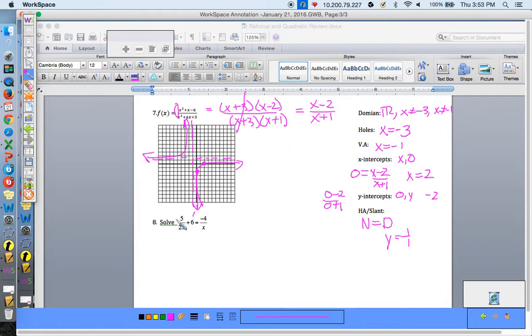To solve it, we'll use our fraction busters. So we'll multiply by 2x. So we end up with 5 plus 12x equals, let's see, x is reduced out, so negative 8. And we can solve this. So we have 12x equals negative 13. So x is negative 13 over 12.